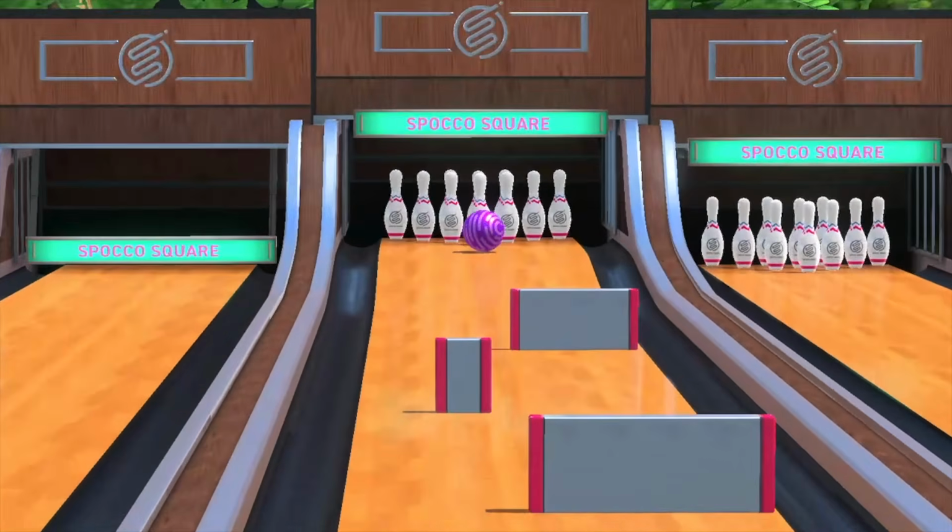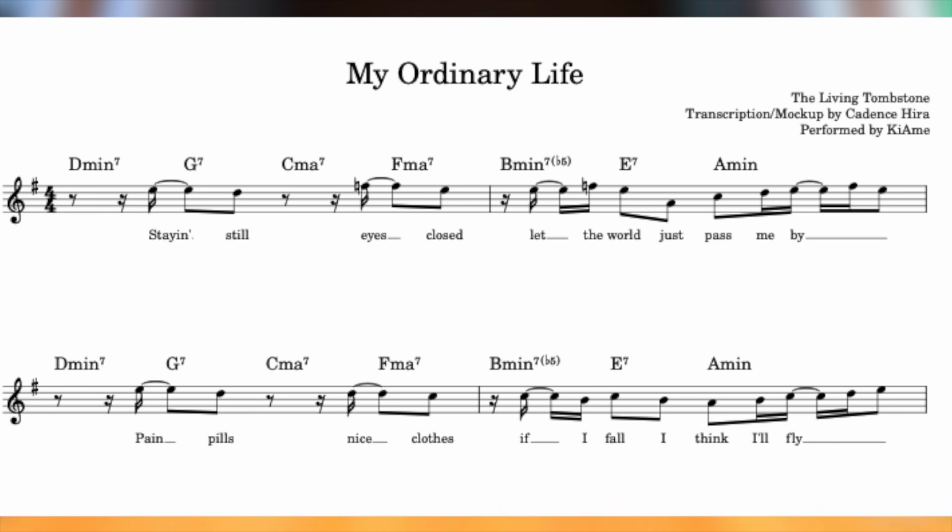Let's listen to the more appropriately Zoomer example, My Ordinary Life by The Living Tombstone.